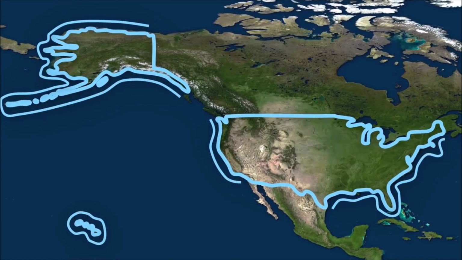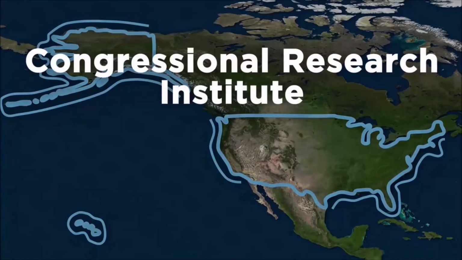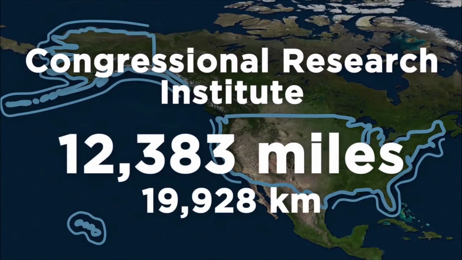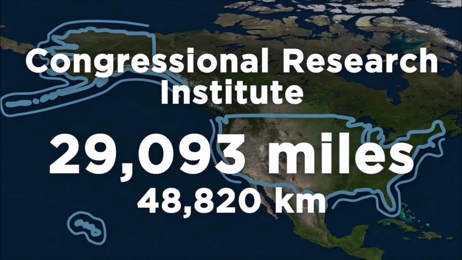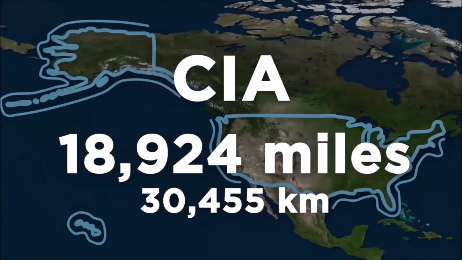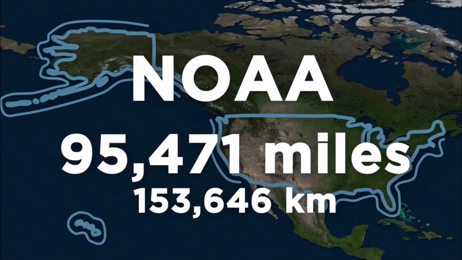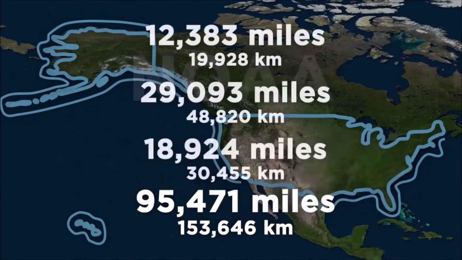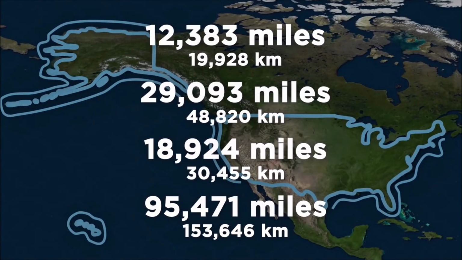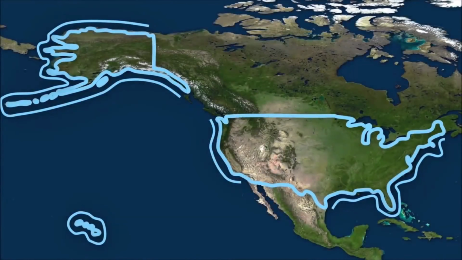Several people and organizations have already tried this though, like the Congressional Research Institute that calculated it to be 12,383 miles, a second study from them that changed it to 29,093 miles, the CIA puts it at 19,924 miles, and a study from NOAA calculated the shoreline to be 95,471 miles. You may have noticed that all of these numbers are different, which is weird because they're all just measuring the same coastline. So what's going on?